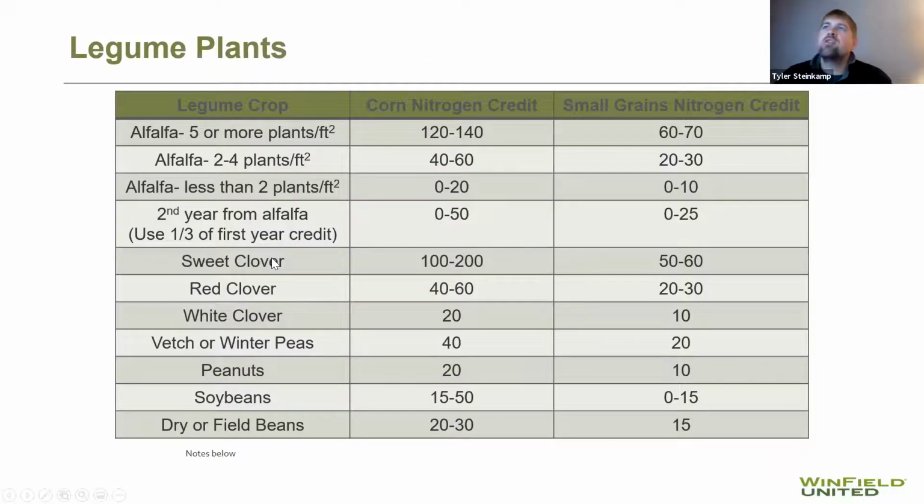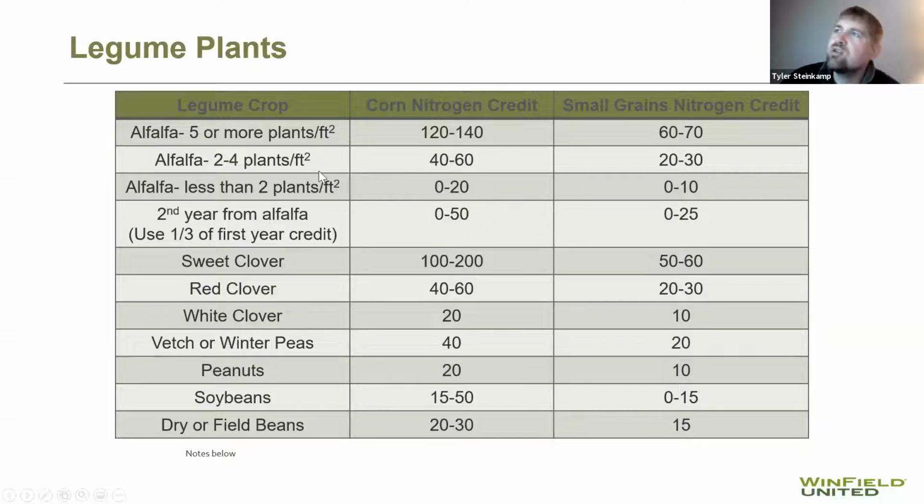Okay, other nitrogen additions, we have legume plants. So alfalfa is one of our biggest ones, and I would just pay attention to this corn side of things. And we'll send this PowerPoint out as well. Alfalfa, 5 or more plants per square foot. So this is a key indication, guys. If you go out there and, well, this is my alfalfa field from last year, what's my nitrogen credit? And you can't find an alfalfa plant, probably not going to provide any nitrogen.